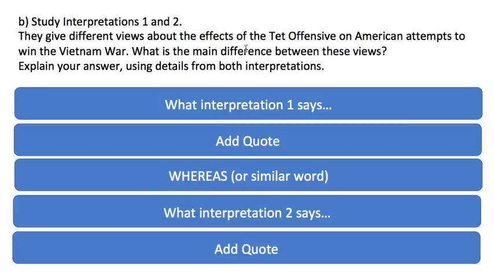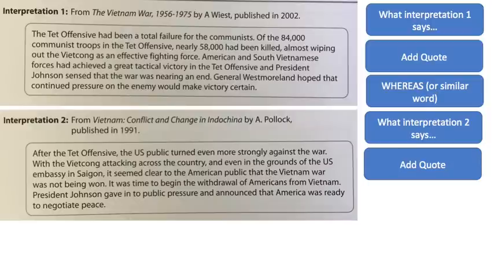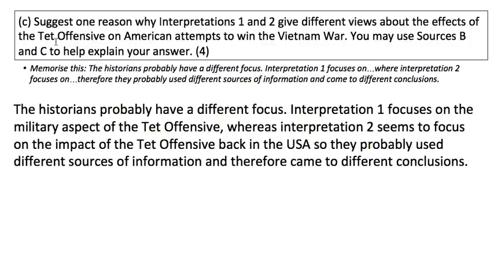So if you think the difference, what is the main difference? Well, this one's saying that the Tet Offensive was a victory for the Americans in military terms, and this one's saying that the Tet Offensive was a bit of a defeat for America because of the reaction it had back home. Now, this is the most stupid question in all of the exam. It's just a reason why they give different views.